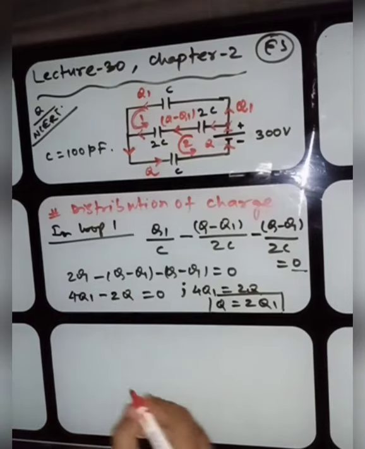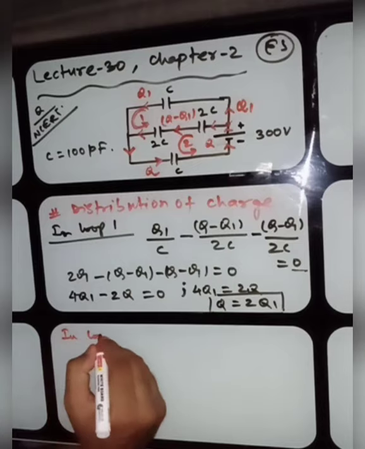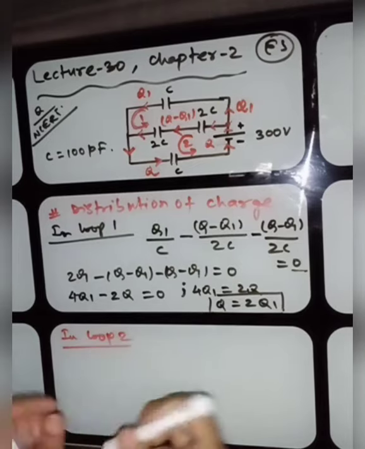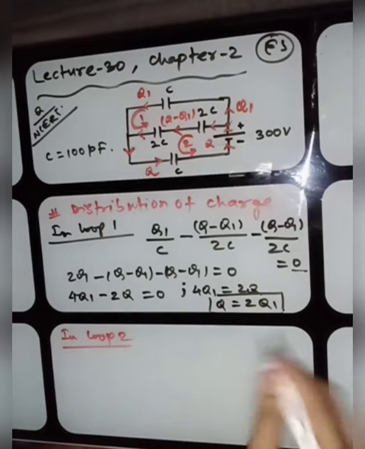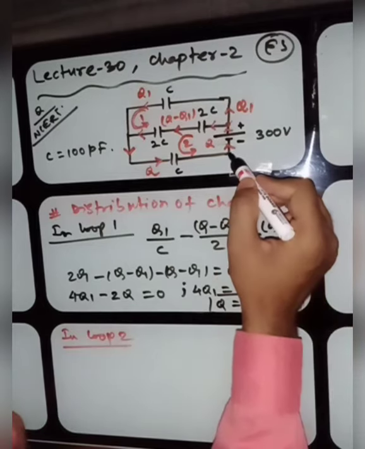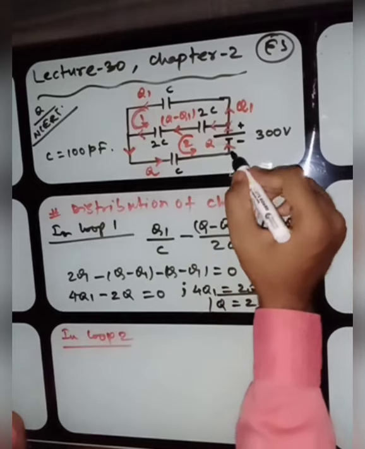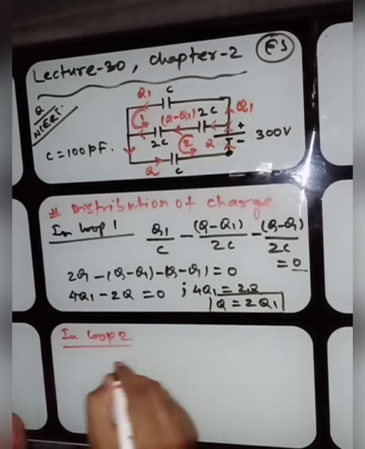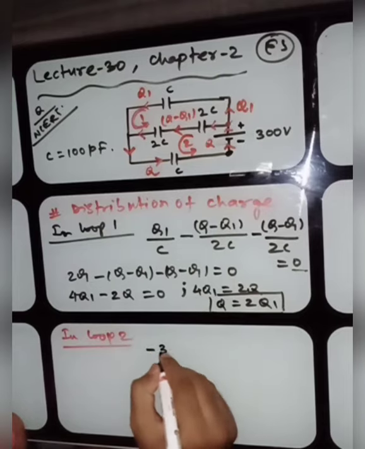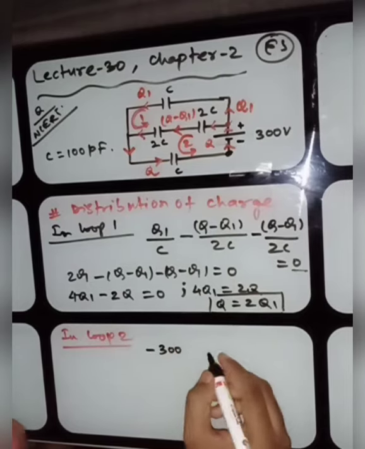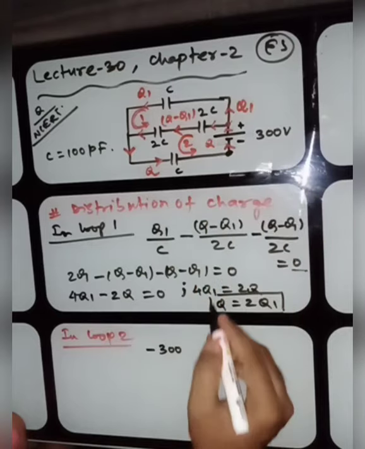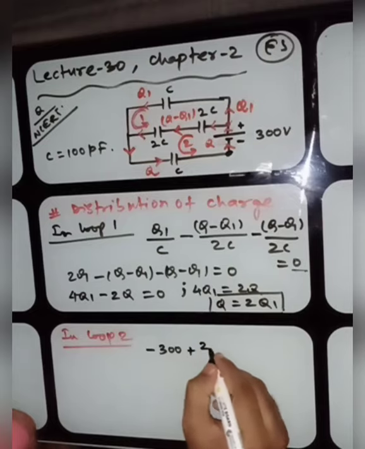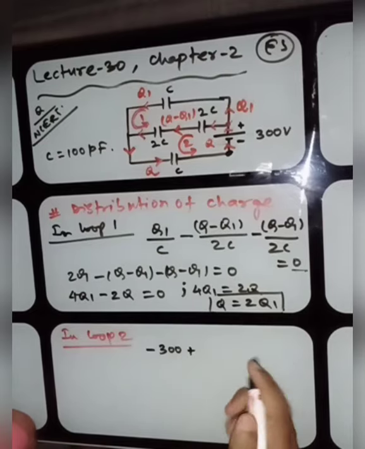So in loop 2, my dear students, we are writing the equation. Start moving from any point. We are moving from this point, so first we meet the battery. Moving from this point, we meet the negative terminal of the battery, so minus V, that is minus 300. Now move to the capacitor. We meet the capacitor, plus the voltage Q by C.